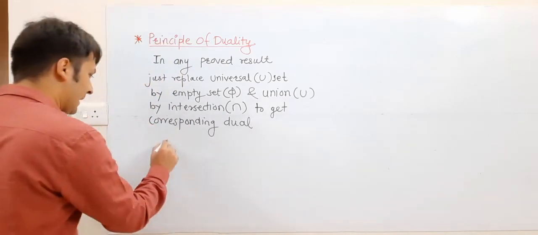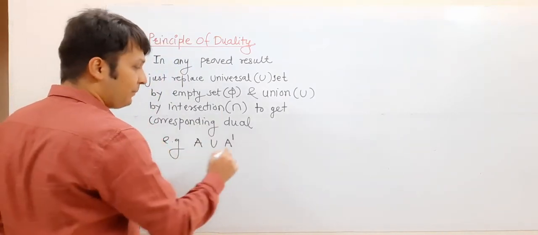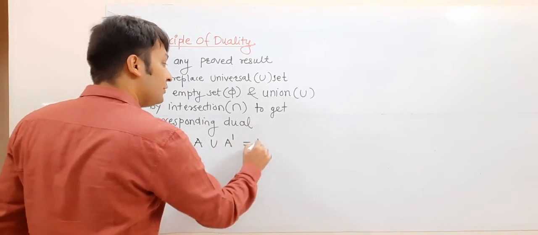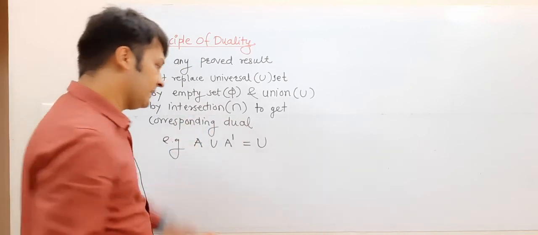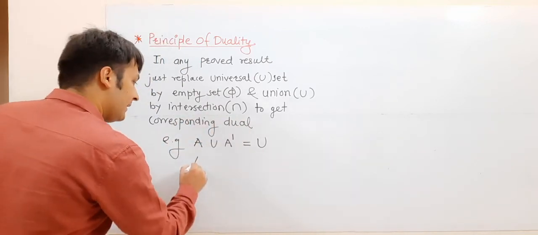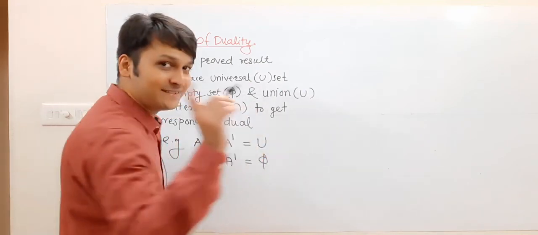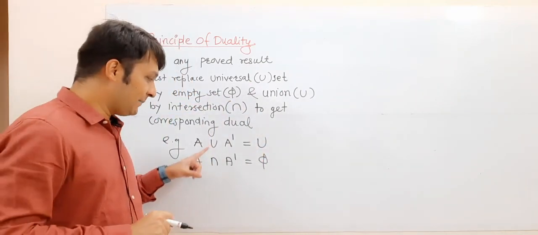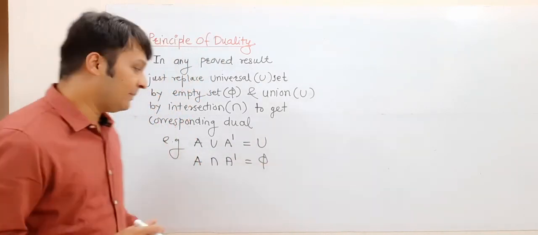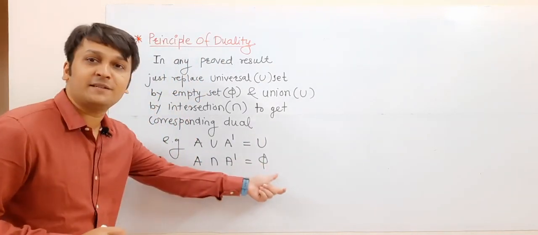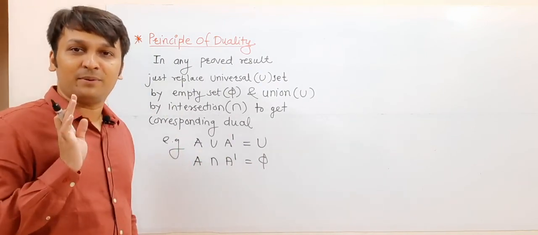How? Just check this example. I have A union A dash, complement, is equal to the universal set, correct? A and A complement union is the universal set. Now the dual is A intersection A complement is phi. Just check. Union is replaced by intersection and the universal set is replaced by the empty set. Why? Because the intersection of A and A complement is phi. This is just the proof of a basic result using what? Dual property. Correct?